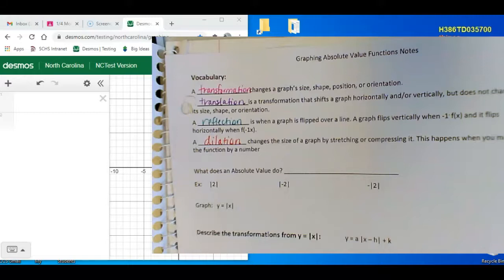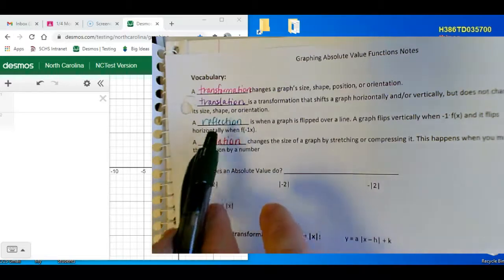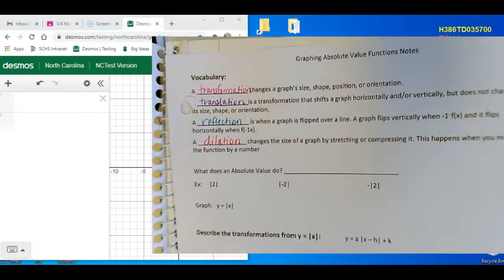Now, there was one other kind that we talked about in Math 2, and it was called a rotation. That's where you turn it around. We're not really going to be doing anything with rotations in Math 3, but those are the kinds that we'll be looking at. We'll be looking at translations, reflections, and dilations. So we're going to take a graph and we're going to do those things with it.